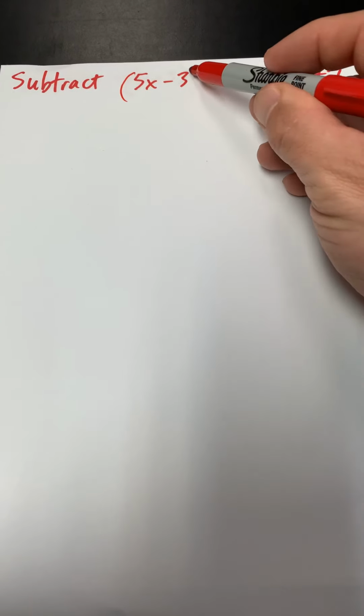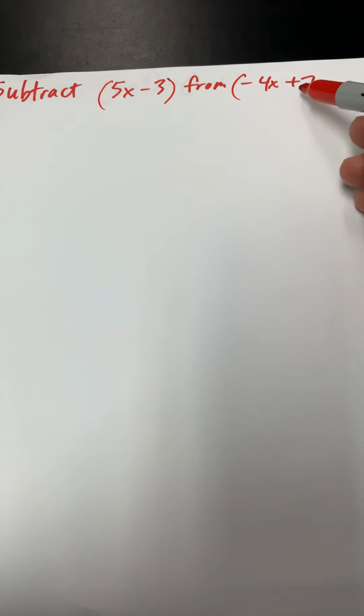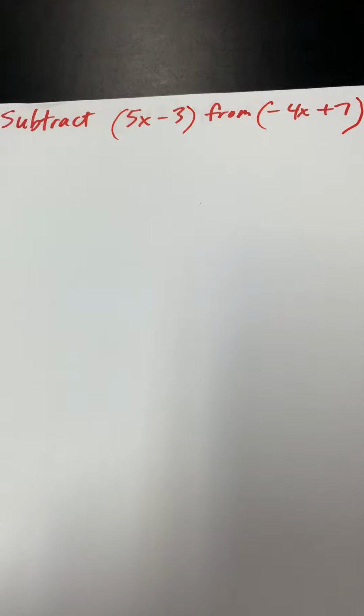So you're going to see some problems where you've got these binomials that have these grouping symbols around them, okay? So how will we subtract 5x minus 3 from negative 4x plus 7? We've been doing the vertical method. Let's try the horizontal method.